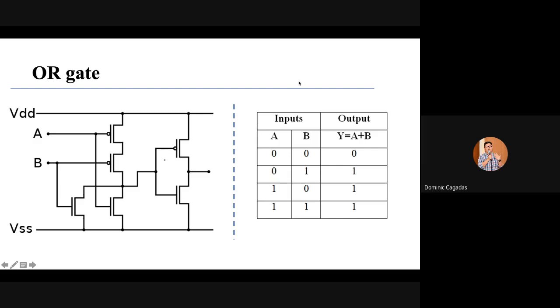Okay, so who wants to explain if input A is low and the input for B is 1? I need a volunteer. Just speak up if you want to. Let's see if you understand.